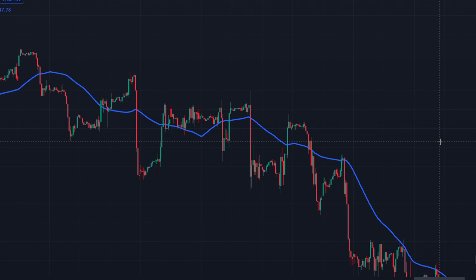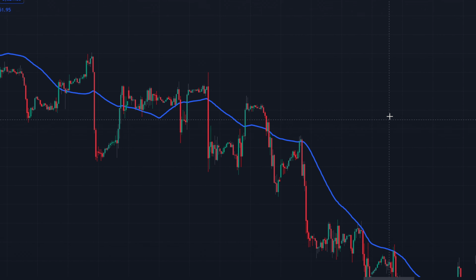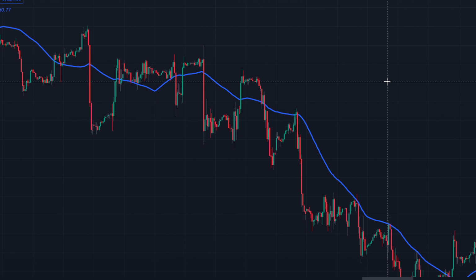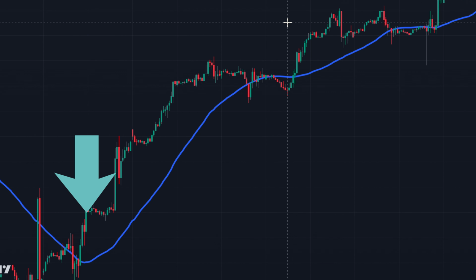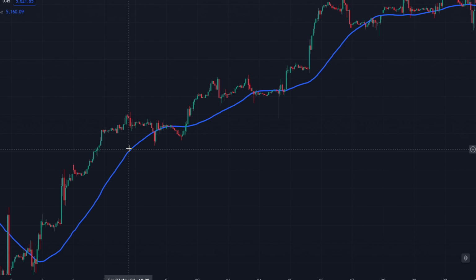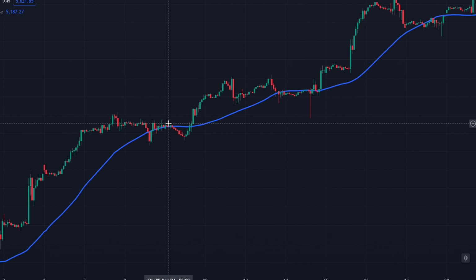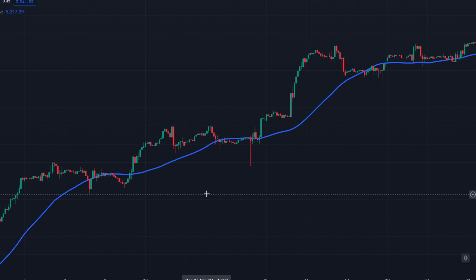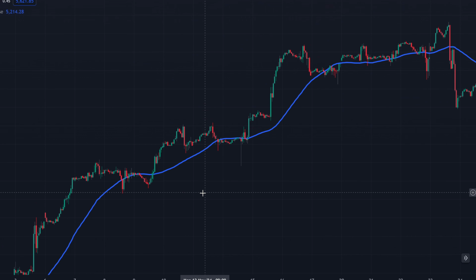Moving averages are valuable for signaling potential trend changes. For instance, during a downtrend, a breakthrough above the moving average line can signal a shift to an uptrend. Similarly, in an uptrend, a break below the moving average line can indicate a transition to a downtrend. Last, moving averages can act as dynamic support or resistance levels.